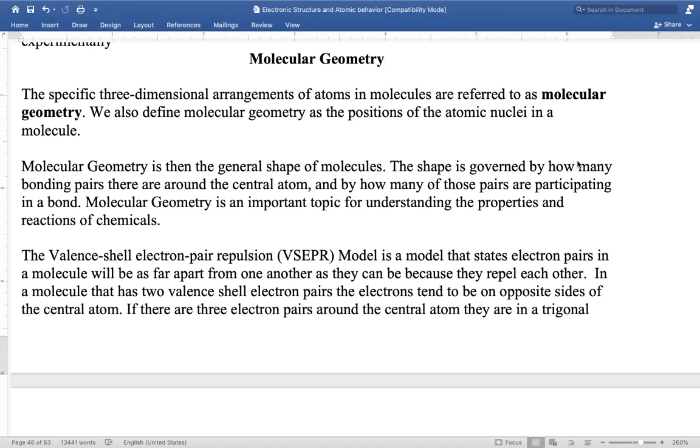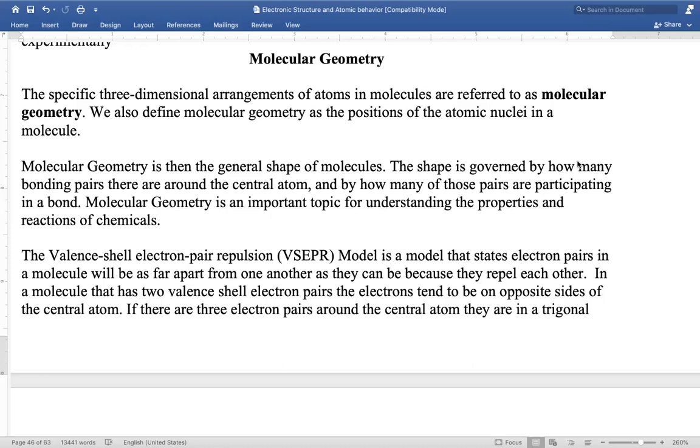So I'll just start here. It says the specific 3-dimensional arrangements of atoms and molecules are referred to as molecular geometry. We'll also define this as the positions of the nuclei in a molecule. This is the general shape that it takes on, and it governs how things will participate in their properties with other species. It'll determine whether something is polar or non-polar, and also what it dissolves in, and many more things in our next unit.